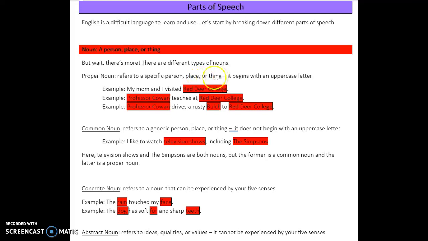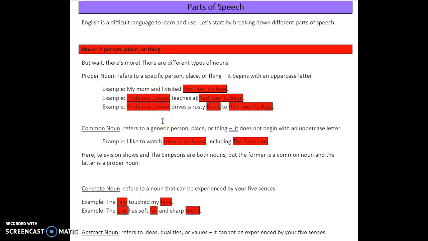For example, my mom and I visited Red Deer College. Red Deer College is a proper noun because it refers to a very specific place. Professor Cowan teaches at Red Deer College includes two proper nouns: Professor Cowan, which refers to me as a specific individual and professor, and Red Deer College.